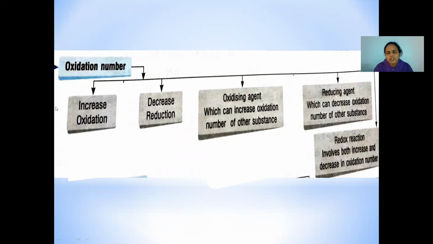So let's look at redox in terms of oxidation number. We can define oxidation as increase in oxidation number. Decrease in oxidation number is a case of reduction. Oxidizing agents are those which can increase the oxidation number of another substance, and reducing agents are those which can decrease the oxidation number of another substance. Whereas redox reactions are those that involve both increase and decrease in oxidation numbers.